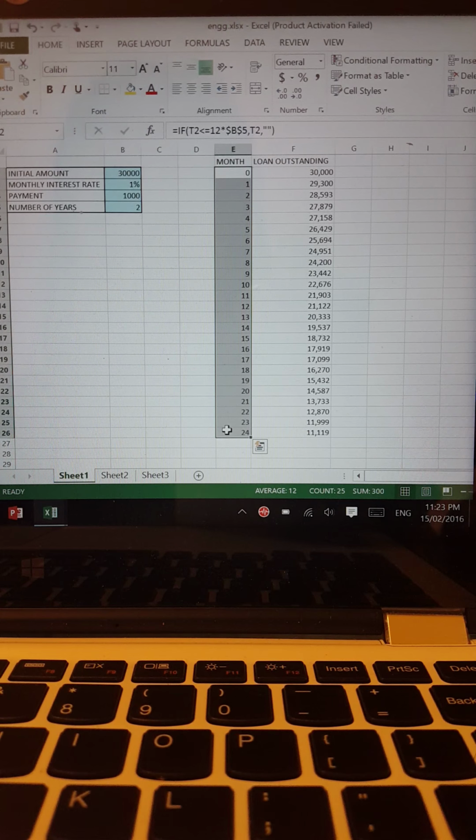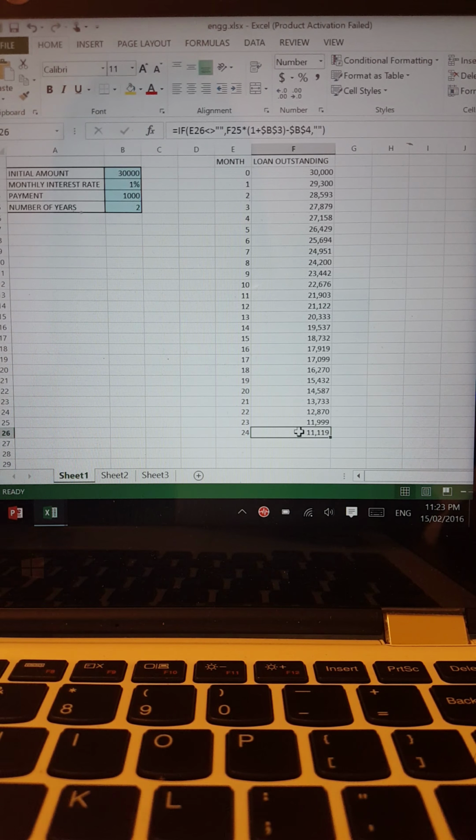As you can see, the loan outstanding by the end of the 24th month is still positive. What we need is for the balance of the loan to be zero by the end of the 2 years. With the given conditions, what is our budget on the car?